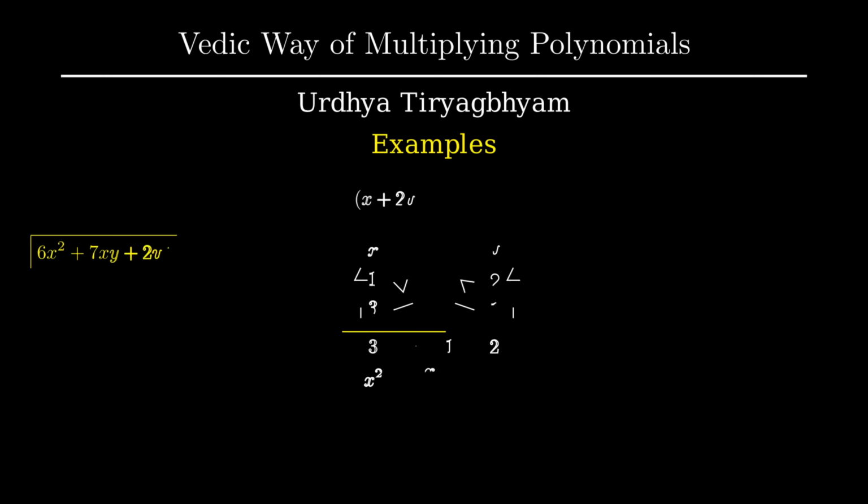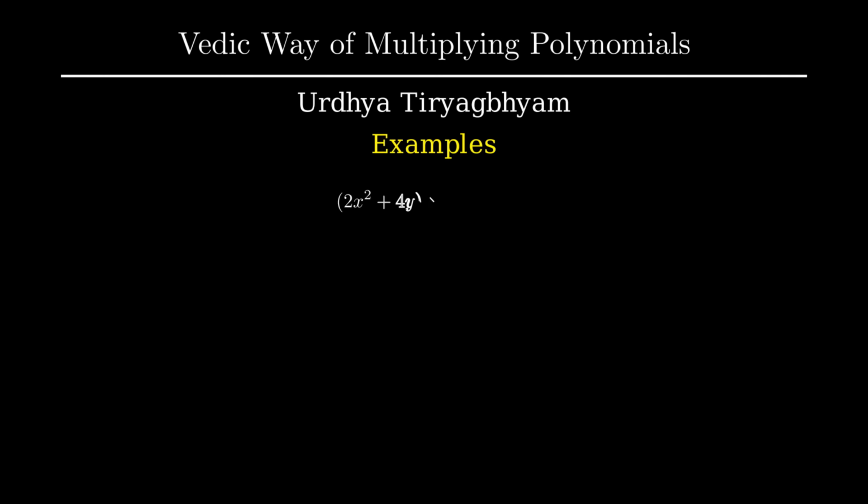For the next example, we have polynomials of degree 2, that is 2x square plus 4y times 3x square minus 7y. Our first step is again to write the variables x square and y. Below them, we write the coefficients, which are 2 and 4, and below them we write 3 and minus 7, which are the coefficients of the second polynomial. Rest of the procedure will be the same as the previous example.